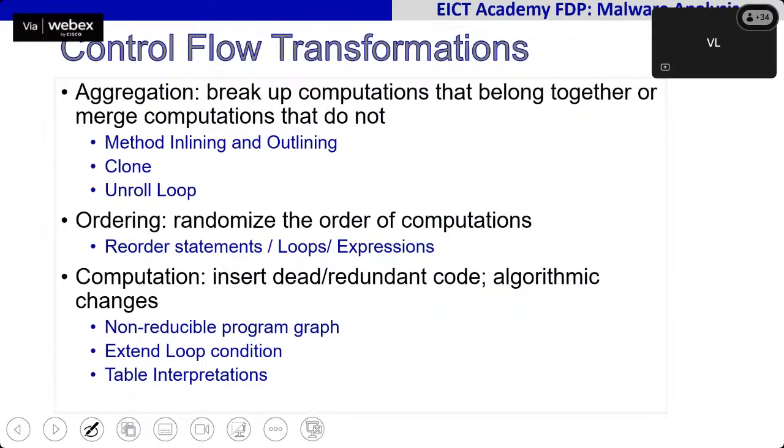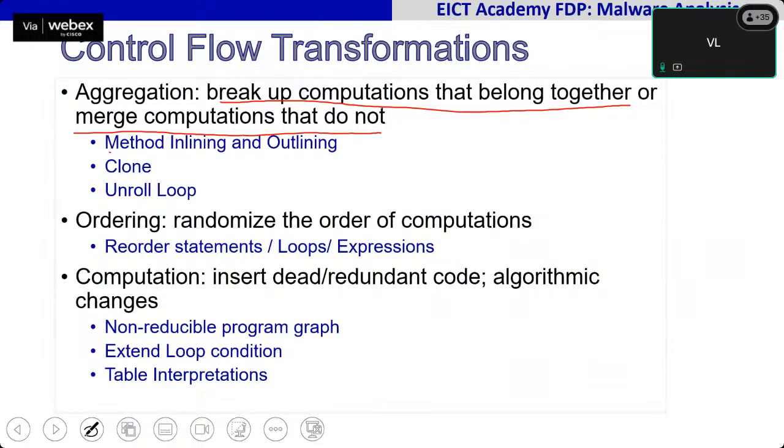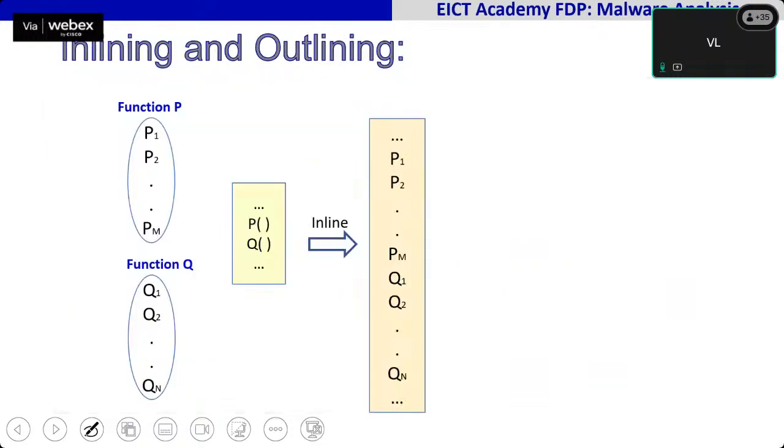So now in control flow transformation, and generally this method will be applicable for other transformations also, either you merge different components or you split one component into multiple components. So either you break up computations that belong together, or you merge computations which may not apparently look together. First of all, we are going to discuss this method, inlining and outlining.